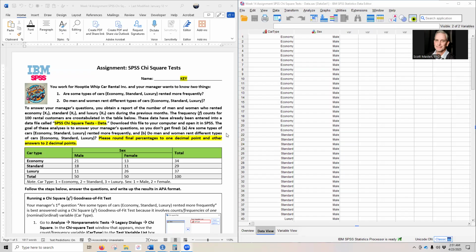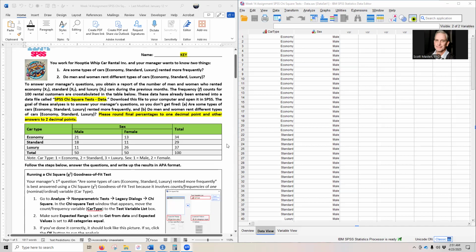So for this one, you work at Hoopty Car Rental, and your manager wants to know two things. Are there some types of cars, economy, standard, luxury, that are rented more frequently? Secondly, do men and women rent different types of cars? That is, do they prefer economy, standards, and luxuries differently? So the data are shown here.